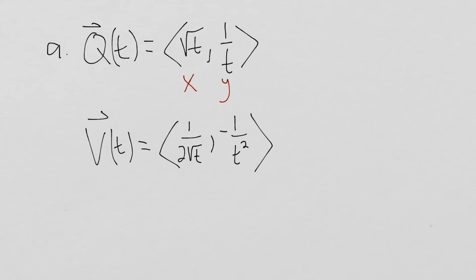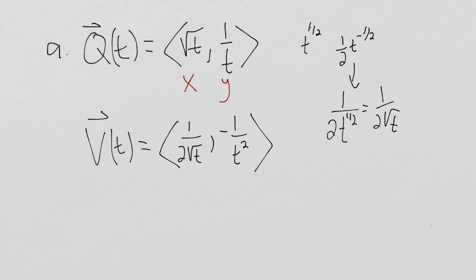So for root t, we can write that as t to the 1/2 power. Then when we do our power rule, we get 1/2 out front times t to the negative 1/2. Since we have that negative exponent, we can write 1 over 2 times t to the positive 1/2, which is equal to 1 over 2 root t. For 1 over t, we can write that as t to the negative 1. So if we do our power rule, we get negative 1 t to the negative 2, which is equal to negative 1 over t to the positive 2. All right, so this is our vector that's describing our horizontal and our vertical velocity.